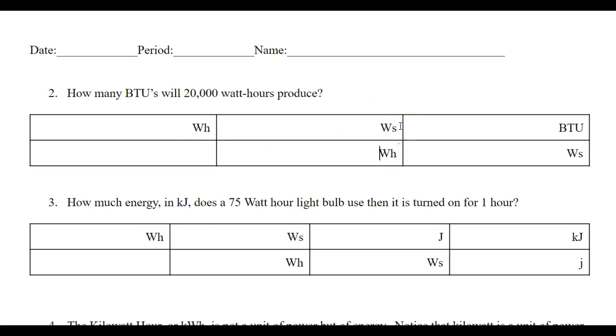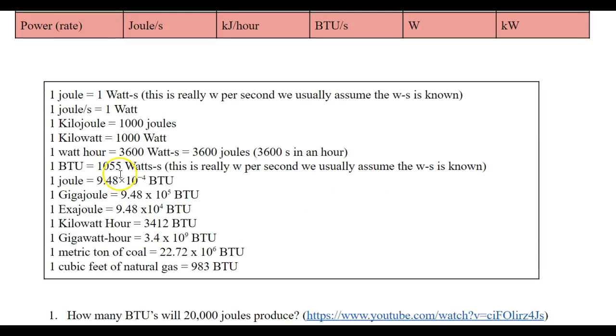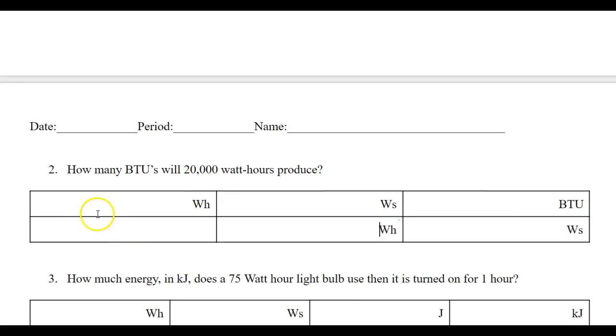But I still don't want my answer in watt seconds, so I need to get rid of this by cross-canceling out the watt seconds. So the watt seconds are down over here, and I need to look at a conversion that will switch it over to BTUs. And here I have it. 1,055 watt seconds is equal to 1 BTU. Once I have that, I can just plug in my numbers.